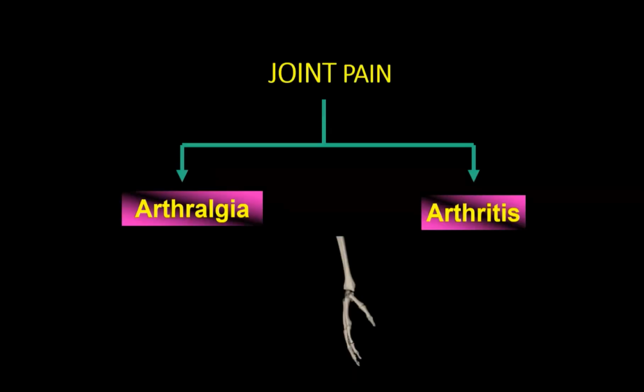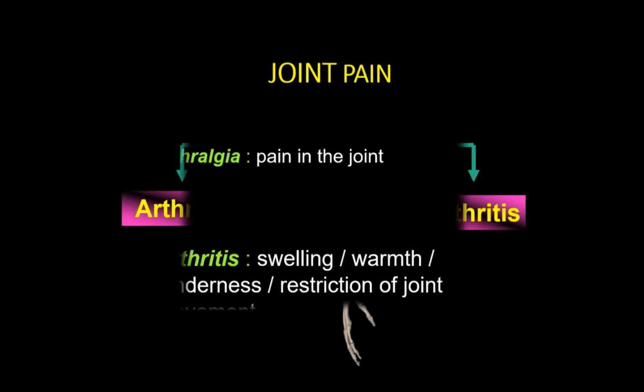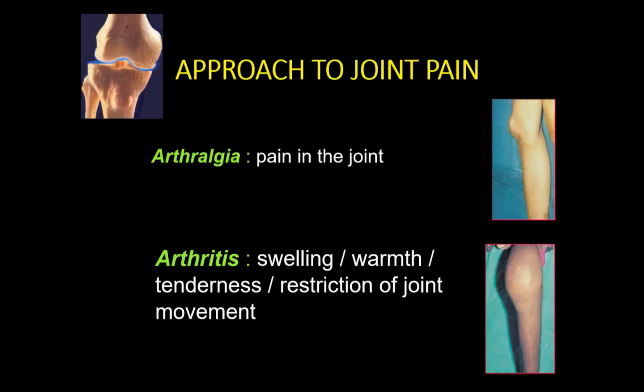So history has been taken, clinical examination is done, and then you come to the clinical diagnosis. After that, you will have to come to a conclusion about joint pain, whether it is arthralgia or arthritis. So what is arthralgia? Arthralgia means pain in the joint. Arthritis means swelling in the joint, warmth in the joint, tenderness in the joint, restriction of joint movement. So clearly you have to come to a conclusion. After clinical history and clinical examination, this patient has got only arthralgia. He doesn't have any arthritis. That conclusion you should come to.